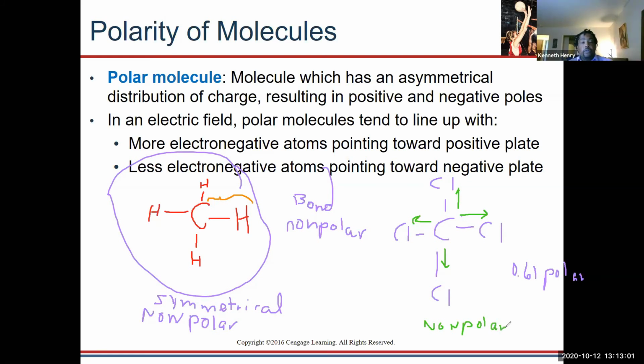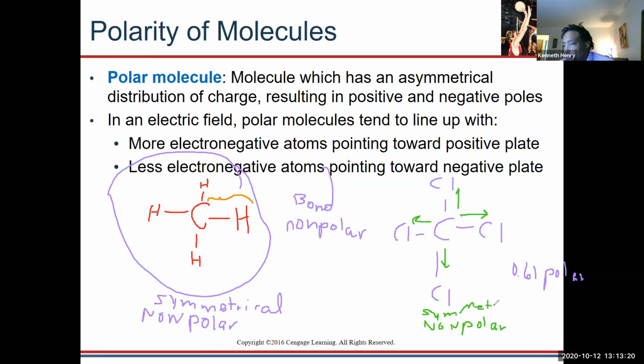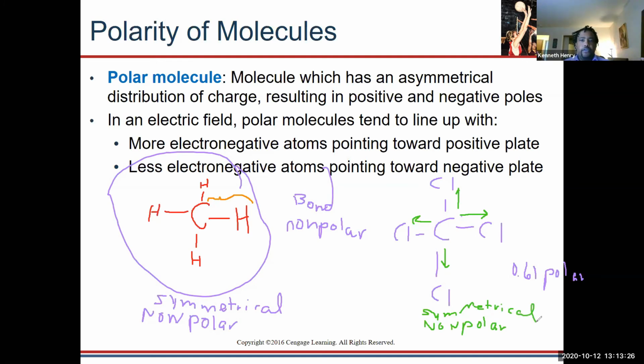Is that going to be symmetrical or is it going to be asymmetrical? Symmetrical. Thank you, Alan. Good job. Okay, piece of cake, not too hard.